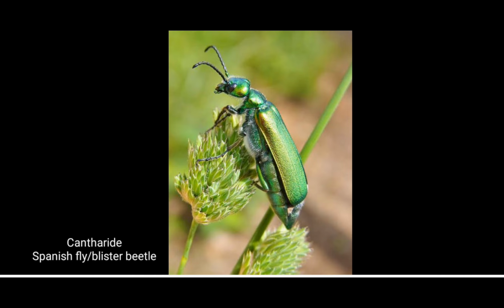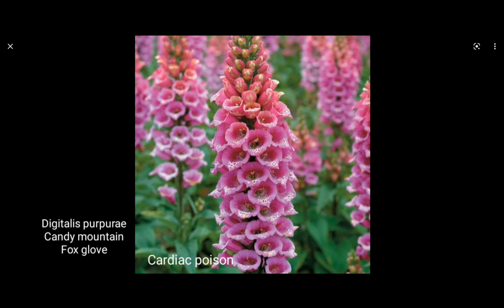Then next we have the picture of cantharides, also known as Spanish fly or blister beetle. It will be a greenish colored fly. So a greenish colored insect will be given in the picture. It is known as Spanish fly or blister beetle.